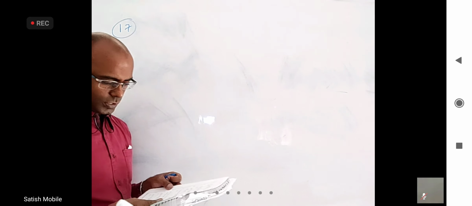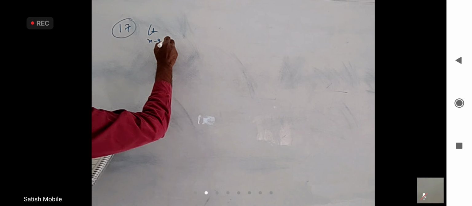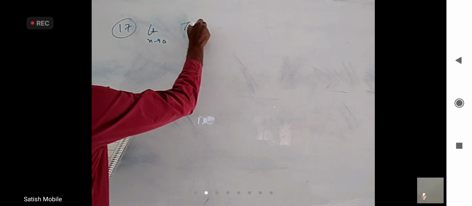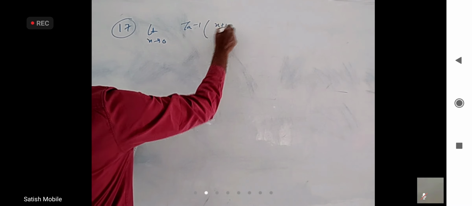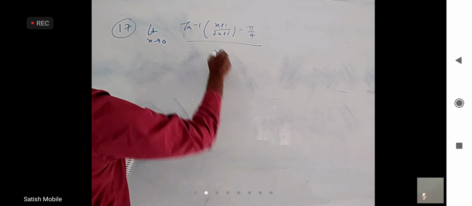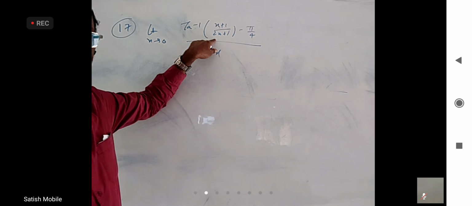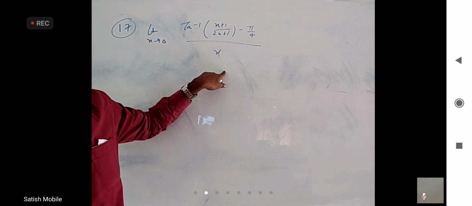Okay, 17, yeah. The limit as x tends to 0. You can use L'Hospital's rule, but without it also it will come nicely: tan inverse of (x+1)/(2x+1) minus pi by 4, all divided by x. If you directly put 0, this will become tan inverse 1, which is pi by 4. Pi by 4 minus pi by 4 is 0. It is a 0 by 0 form.